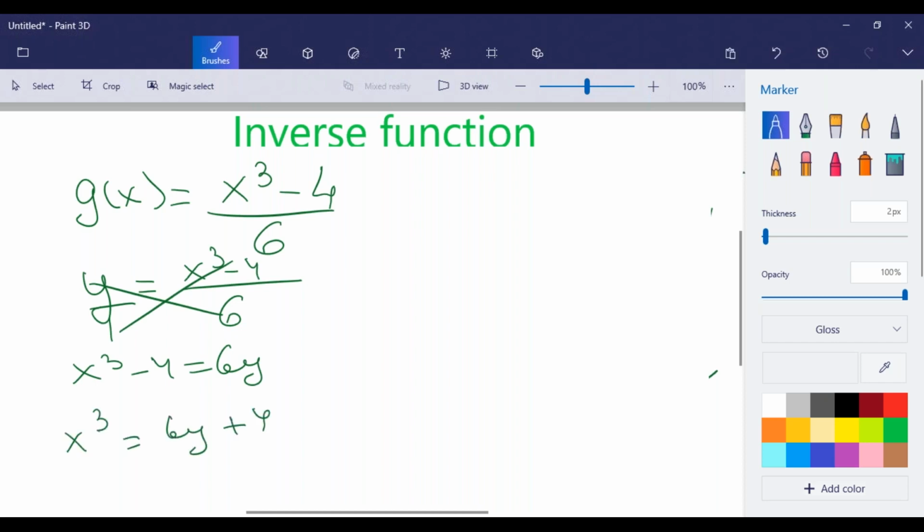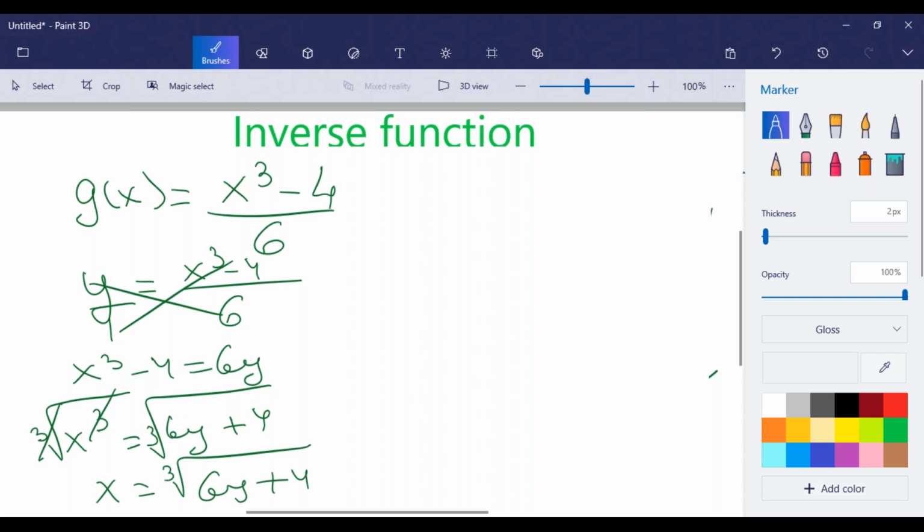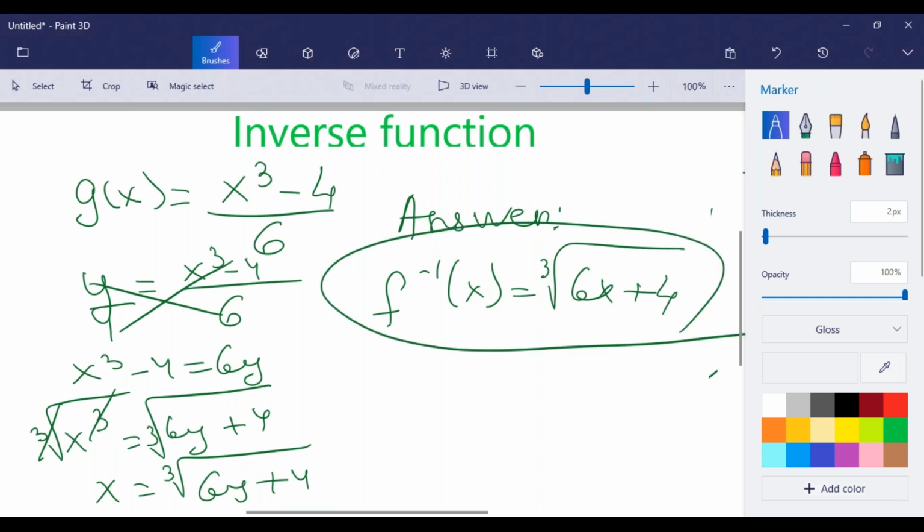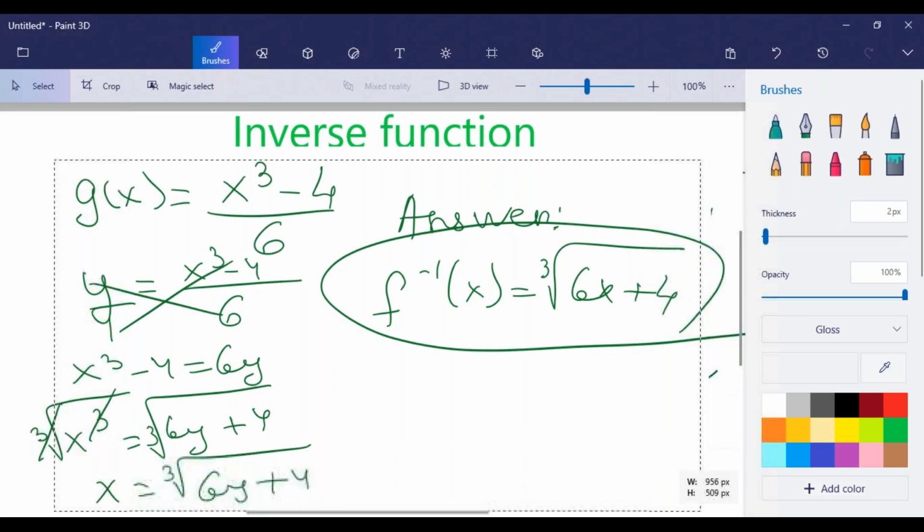How to cancel the cubic power? I need the cubic root. So the cubic root and power will cancel each other. What's left? The cubic root of 6y plus 4. Final answer, f to the power of negative 1 of x equals the cubic root of 6x plus 4. That's all. Next one.